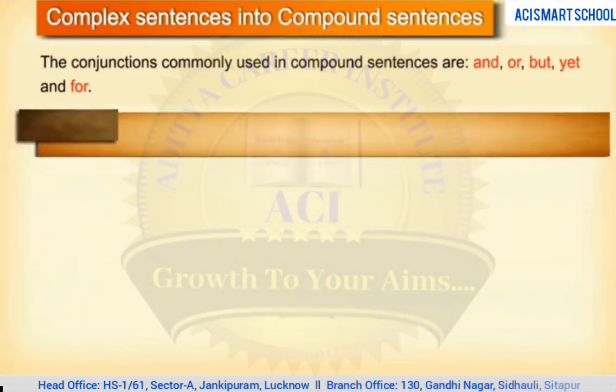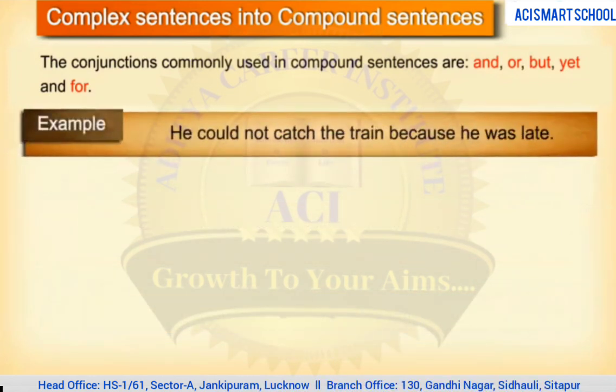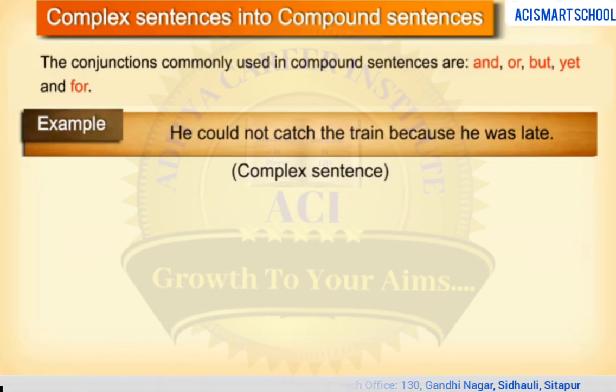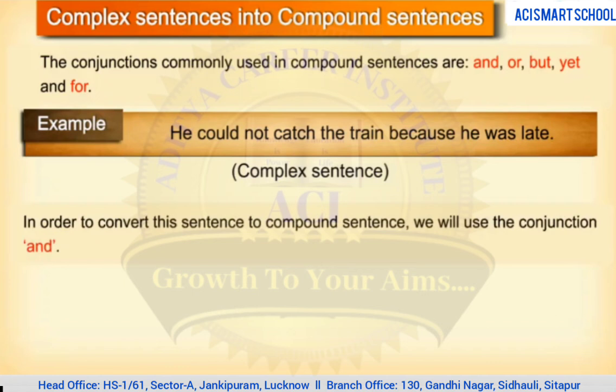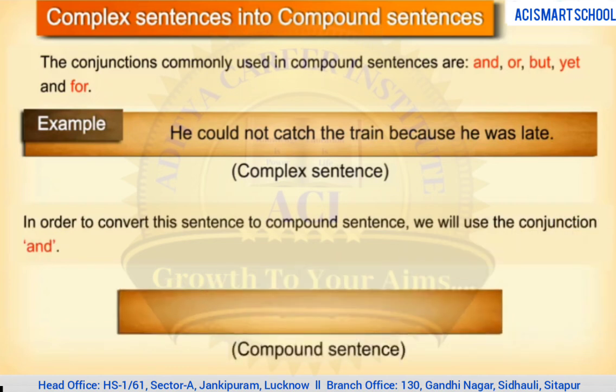Let us take another example. He could not catch the train because he was late. This is a complex sentence. This sentence contains one main clause and one subordinate clause. Now, in order to convert this sentence to compound sentence, we will use the conjunction and. So, the corresponding compound sentence will become, he was late and could not catch the train.